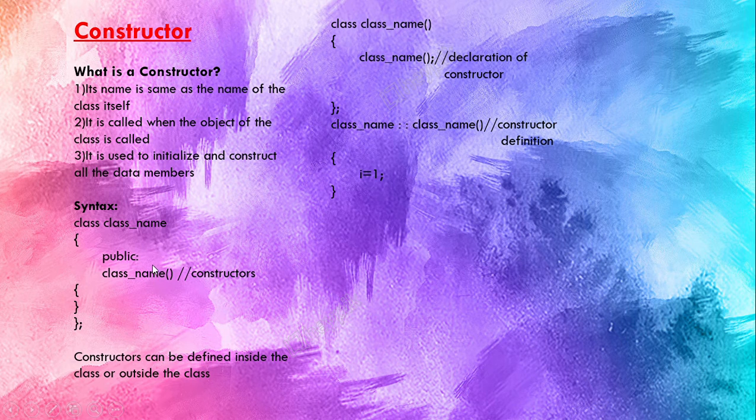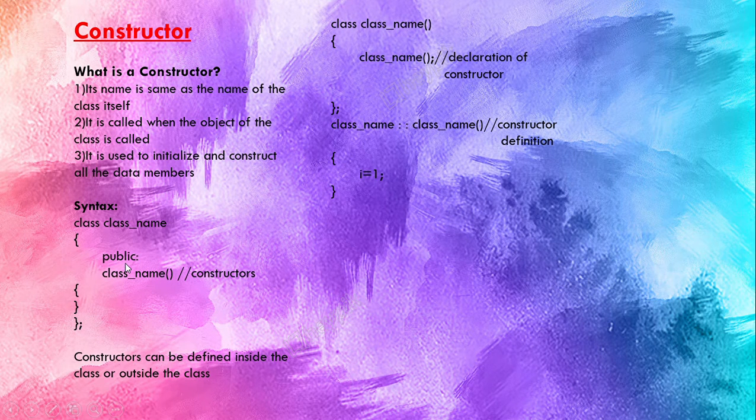Here a constructor can be defined inside the class or outside the class. Here I have actually defined the constructor inside the class. It is inside the class. You can see the semicolon is here, and the constructor is defined inside the class.